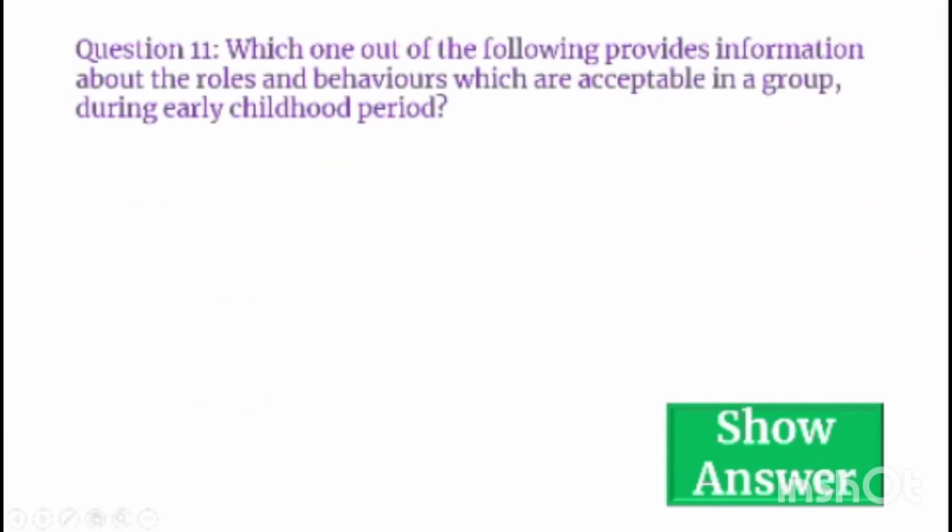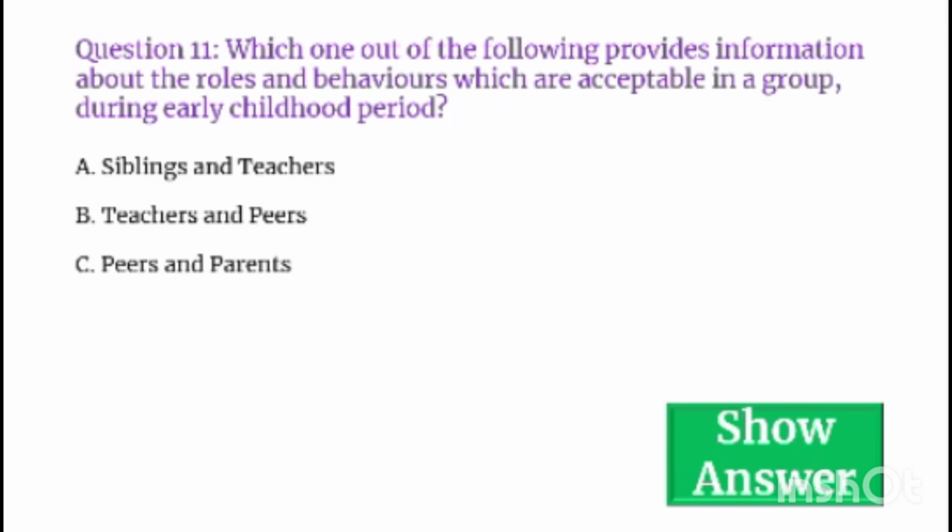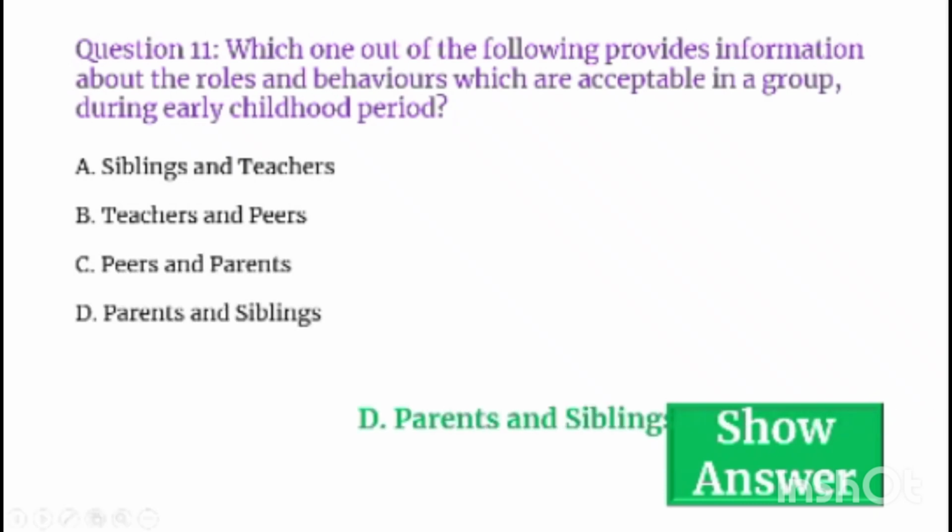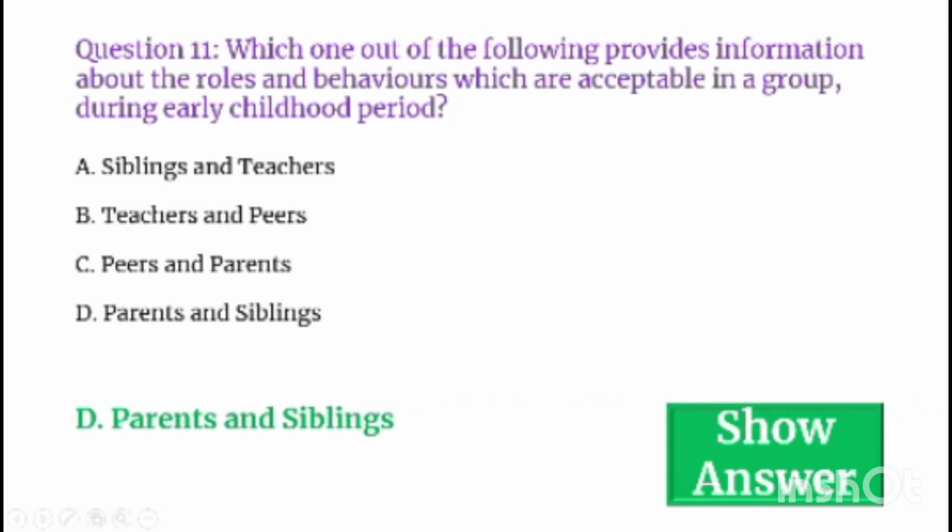So, next question on your screen. Question number 11. Which one out of the following provides information about the roles and behaviors which are acceptable in a group during the early childhood period? We have option A, siblings and teachers. B, teachers and peers. C, peers and parents. D, parents and siblings. So, the answer is D, parents and siblings.